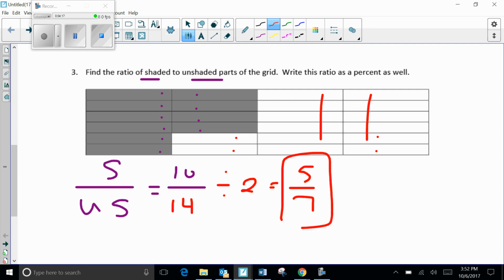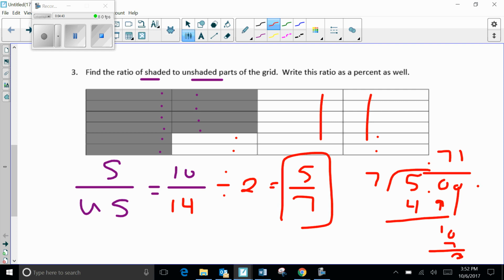Now it says write this ratio as a percent as well. I'm going to divide, because I can't get 7 to turn into 100 by multiplying easily. So 5 inside the house, 7 out. 7 goes into 50 7 times, 49. 1 left over, add another 0. It goes into 10 once. 3 left over, add a 0, bring it down, it goes into 30 about 4 times. At this point, it's long enough to know how far we're going to go. So I moved my decimal twice, and my percent is about 71.4%.